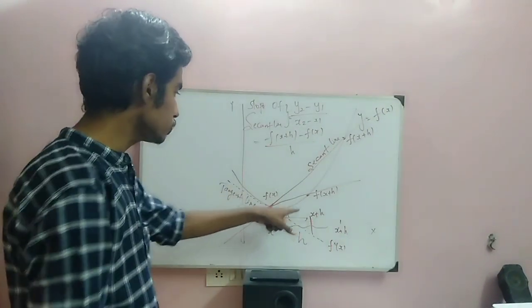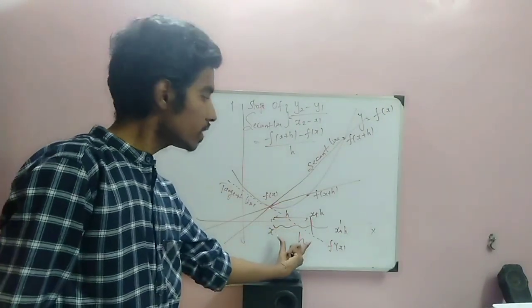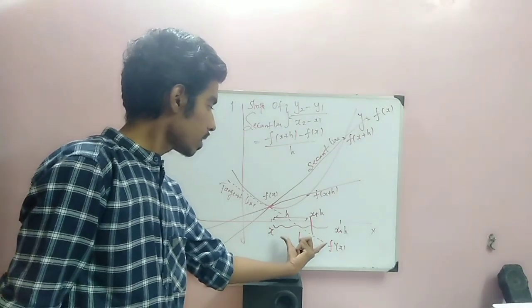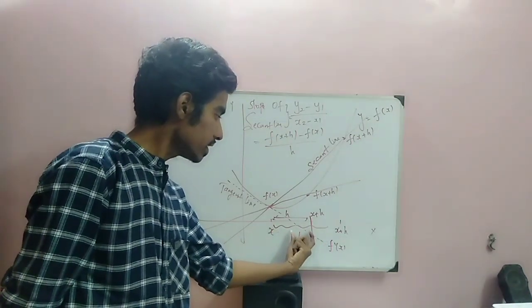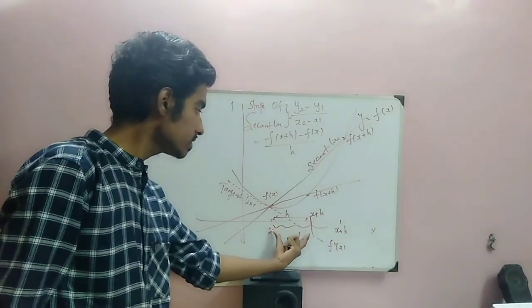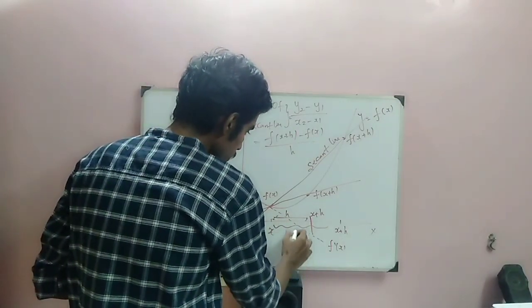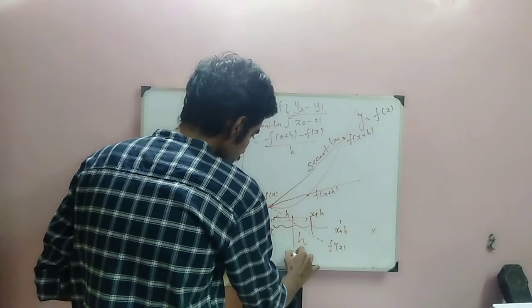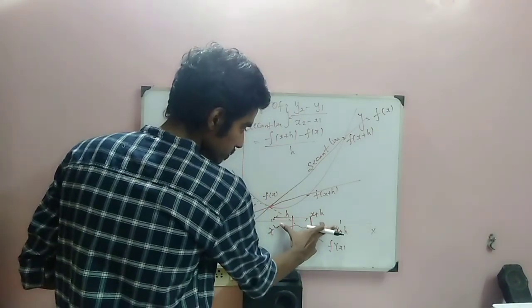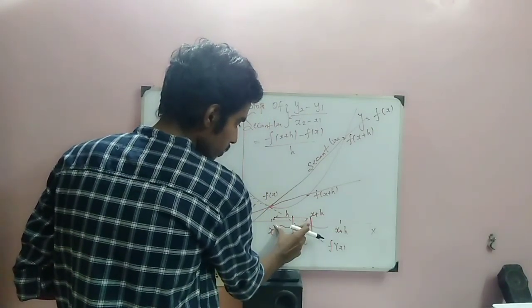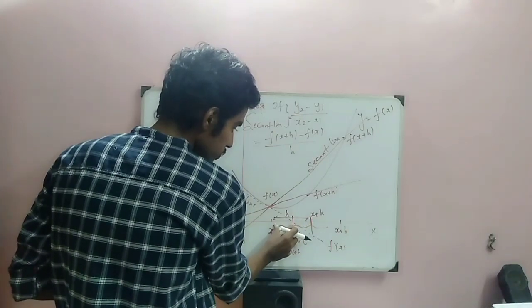This is our new secant line. If I reduce the value of h, that is, if I am just reducing the distance of h from x, what will happen if I choose x plus h here? First I kept this distance for h, and then I kept this distance for h, and now this is the distance.